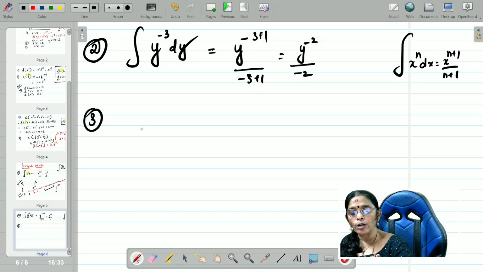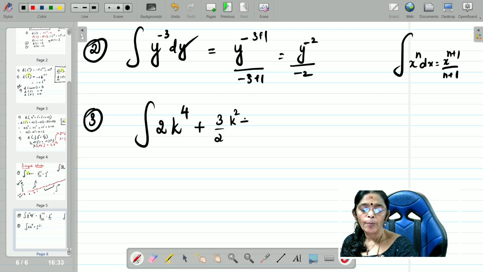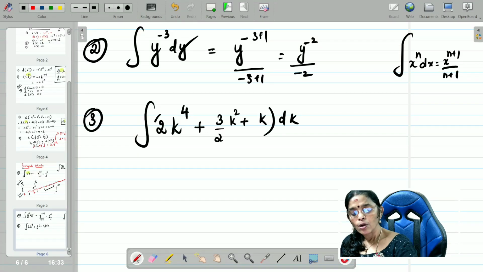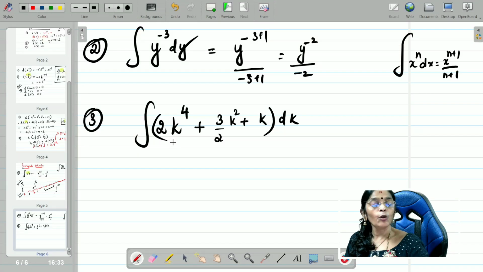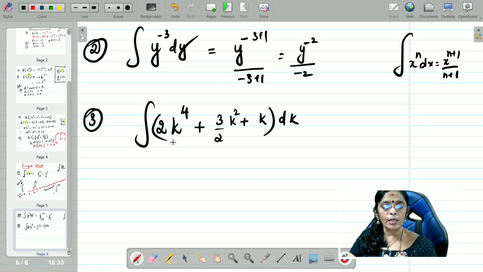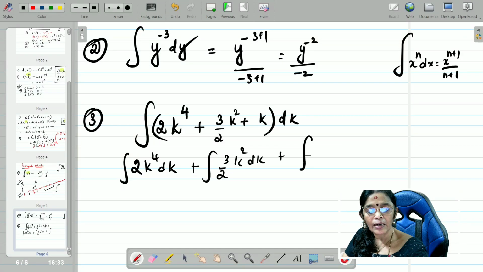For example, another question, I'm going to take integral of 2k power 4 plus 3 by 2 k square plus k dk. So it is integration by parts, you can do it. Since you become well versed in that, directly I can do it. Or if you want, you can separately do it. Integral 2k power 4 dk plus integral 3 by 2 k square dk plus integral k dk.